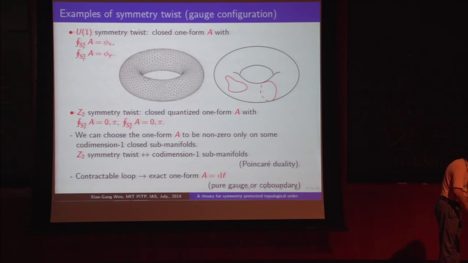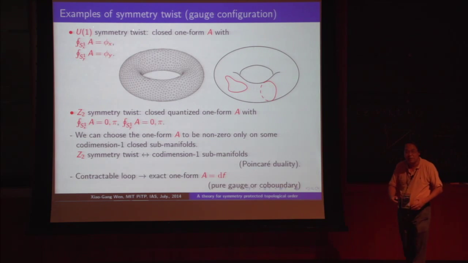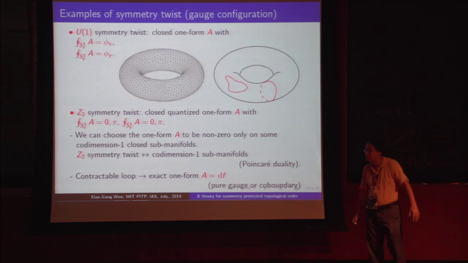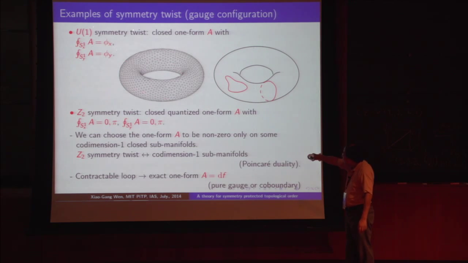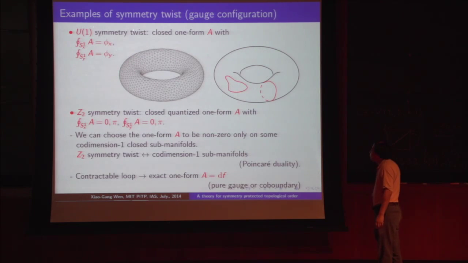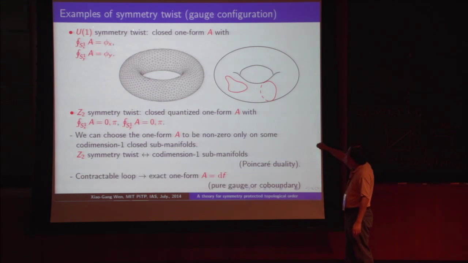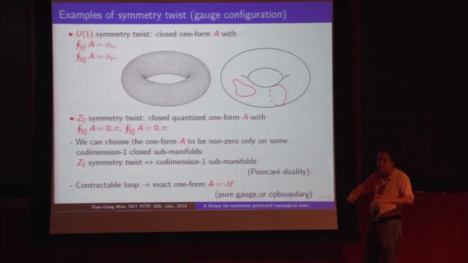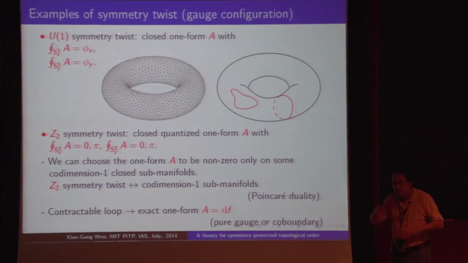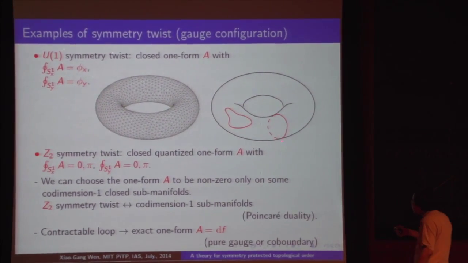So here is some description of what I mean by this U1 symmetry twist, or gauging U1 symmetry. On the torus, for example, you have these two non-contractible loops, and then we can have a vector potential which is flat, in the sense that its curvature, the field strength, is equal to zero. However, the integration over these two non-contractible loops is non-zero. So this vector potential describes some U1 symmetry twist, or this flat U1 connection.